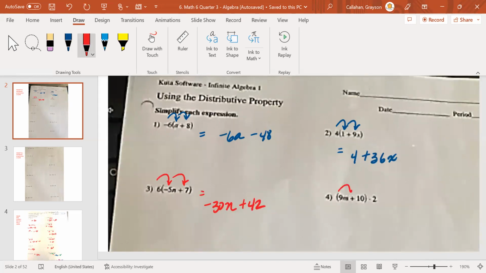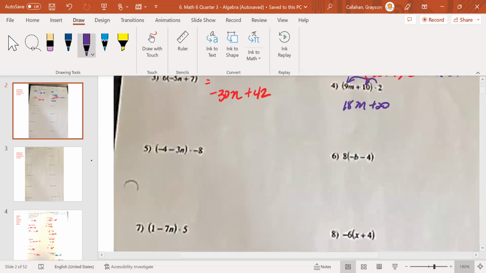For number 4, it's a little different because it's going backwards. So the way you should think about this, it's A plus B times C. So essentially, this is going back in reverse. And so it's A times C plus B times C. So when you multiply the 2 in reverse, you have 18m plus 20.